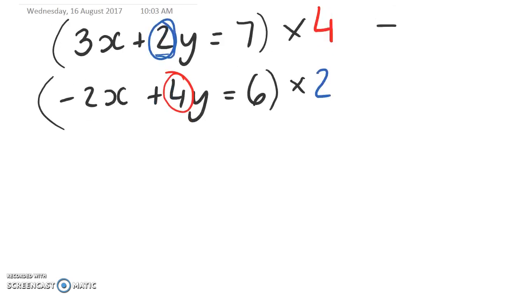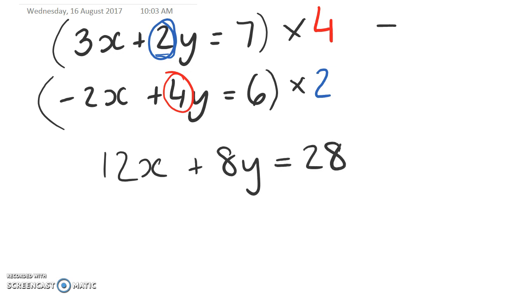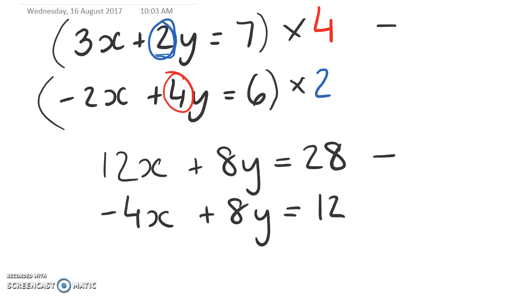So, that first equation multiplied by 4, we get 12x plus 8y equals 28. So it's really important that we remember to multiply both sides of the equal sign. Now we're still subtracting the second equation, which when we multiply that by 2, we get minus 4x plus 8y equals 12. Okay, and we might want to keep these equations in brackets again, just to remind ourselves that when we're doing that subtraction, we are subtracting from the left-hand side and from the right-hand side.